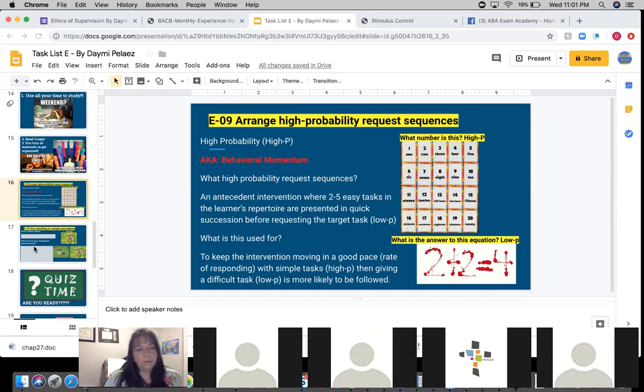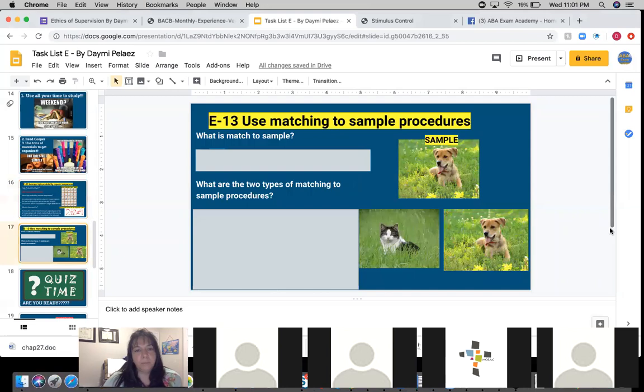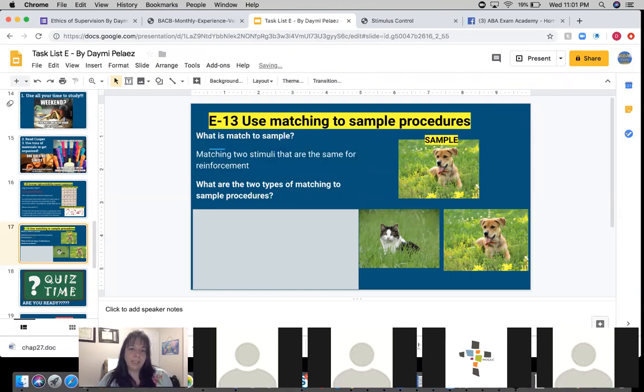All right, so we can move on to matching to sample. What is match to sample? Anyone? It's pretty much you are matching the identical picture to itself. So a picture of a dog to a picture of a dog. Perfect. All right, so I have matching two stimuli that are the same for reinforcement. So would they get reinforcement if I put the cat on top of the sample of a dog? No, it has to be the dog with the dog, the same exact match.